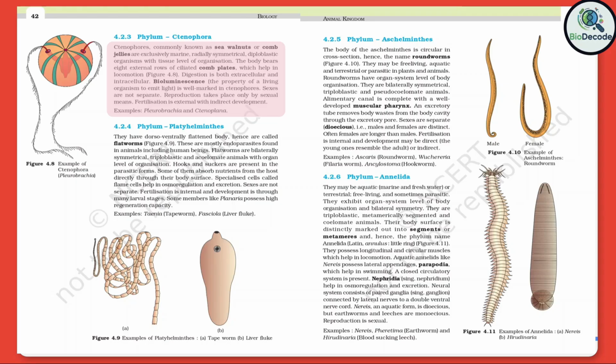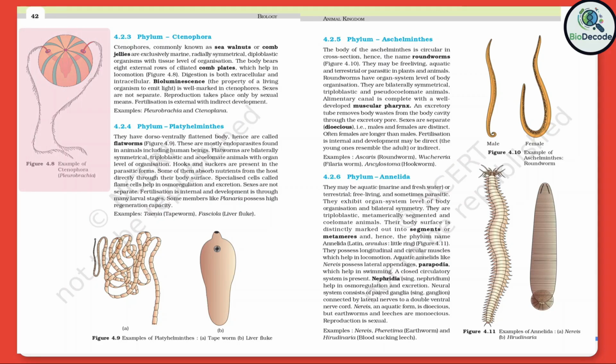level of organization. The body bears 8 external rows of ciliated comb plates, which help in locomotion, figure 4.8. Digestion is both extracellular and intracellular. Bioluminescence, the property of a living organism to emit light, is well marked in ctenophores. Sexes are not separate. Reproduction takes place only by sexual means. Fertilization is external with indirect development. Examples: Pleurobrachia and Ctenoplana.